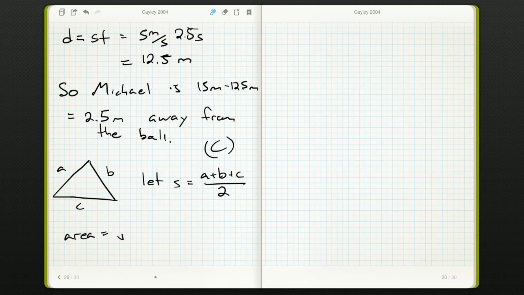This is called Heron's formula, and when all else fails, S here is called the semi-perimeter, because you just add up all the sides and divide by 2. And this formula here will get you the area.